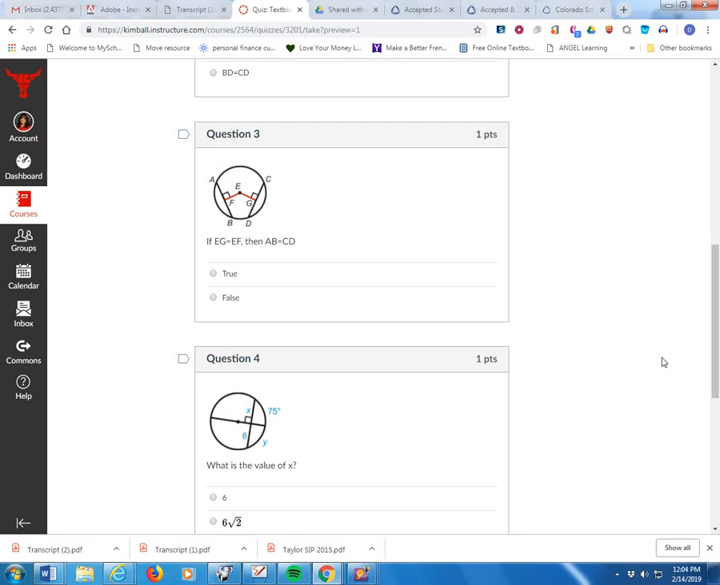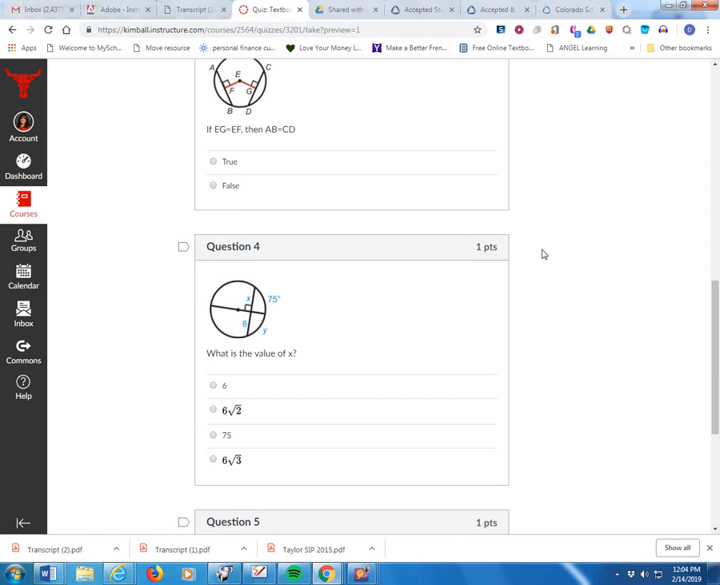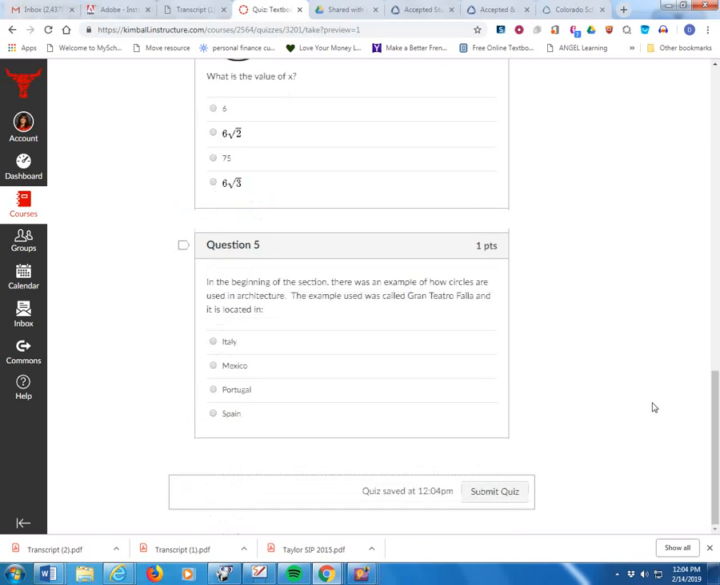Question 4, if we're given this information, then we know 6 and x are equal, right? X equals 6. And we know y is 75. We know both of those. If we wanted to find x, it's just 6. Right? It splits that chord in half. And question 5, in the beginning of the section, there was an example of how circles are used in architecture. Which country was it? Was it Spain? Okay. Okay, so hopefully you're finished with 6.3 from yesterday, and you can work on 6.4 today in class.